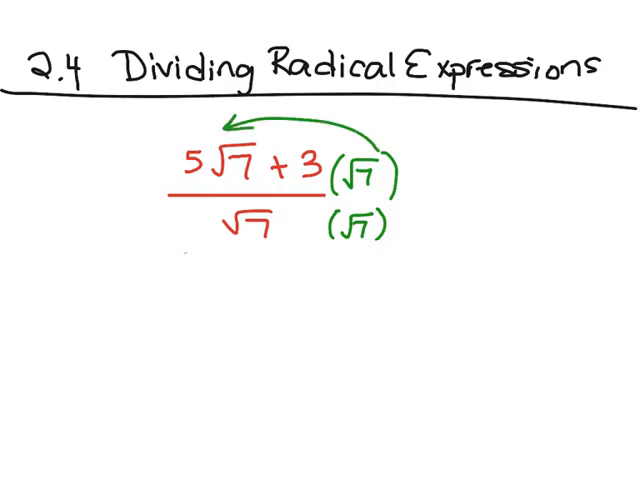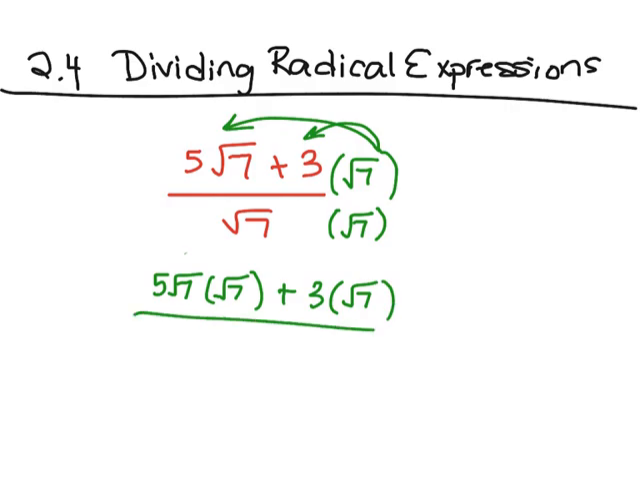When we do this, we distribute. So we should have 5 root 7 times root 7 plus 3 times root 7 over root 7 times root 7. This turns into root 7 times root 7 is just a plain old 7. So 5 times 7 plus 3 root 7.